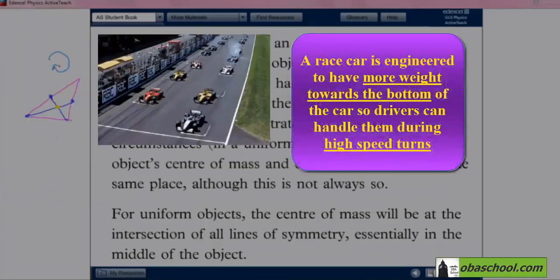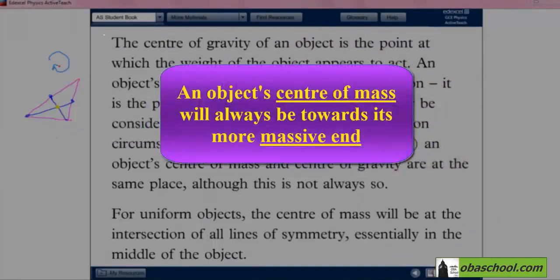Another example is the race car. A race car is engineered to have more weight towards the bottom of the car so drivers can handle them during high-speed turns. Thus, the car will be balanced and will spin uniformly. To conclude, an object's center of mass will always be towards its more massive end.